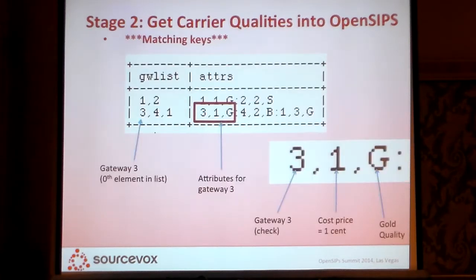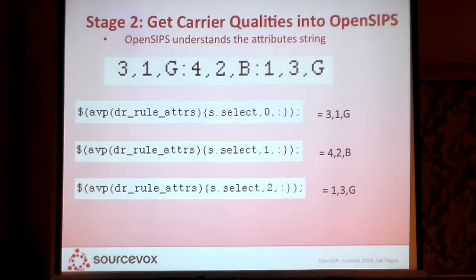And then this is an example. The beauty of these attributes is that they're really easily readable by OpenSIPS. You can store them in a format of colon separated strings, which are comma separated. You can use the string select function in OpenSIPS to extract them really easily in your routing script. So, as an example, if you select the 0th item in the list, you'll get 3.1g. If you select the first item, you'll get 4.2b. If you select the second item, you'll get 1.3g. So they've been stored in a format that's really easy for OpenSIPS to retrieve later on.